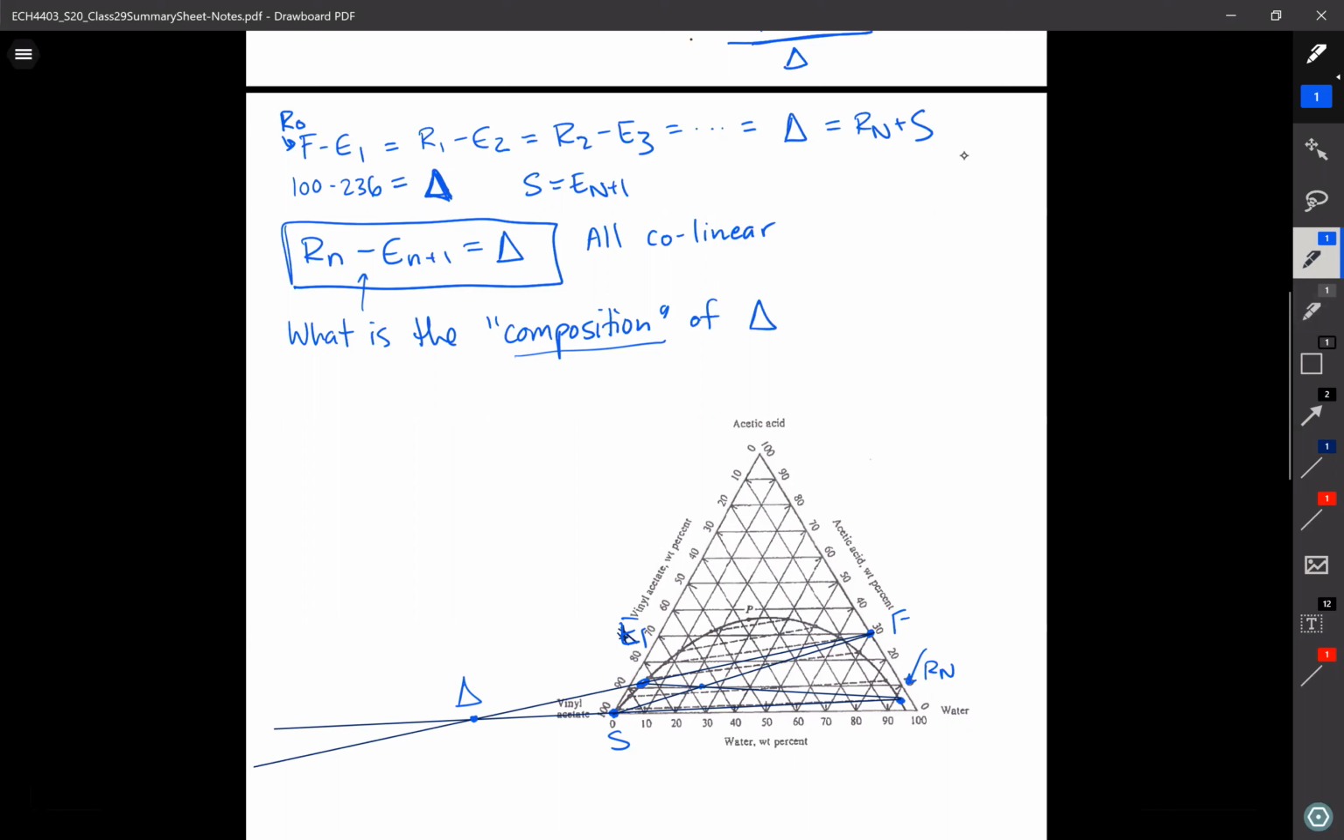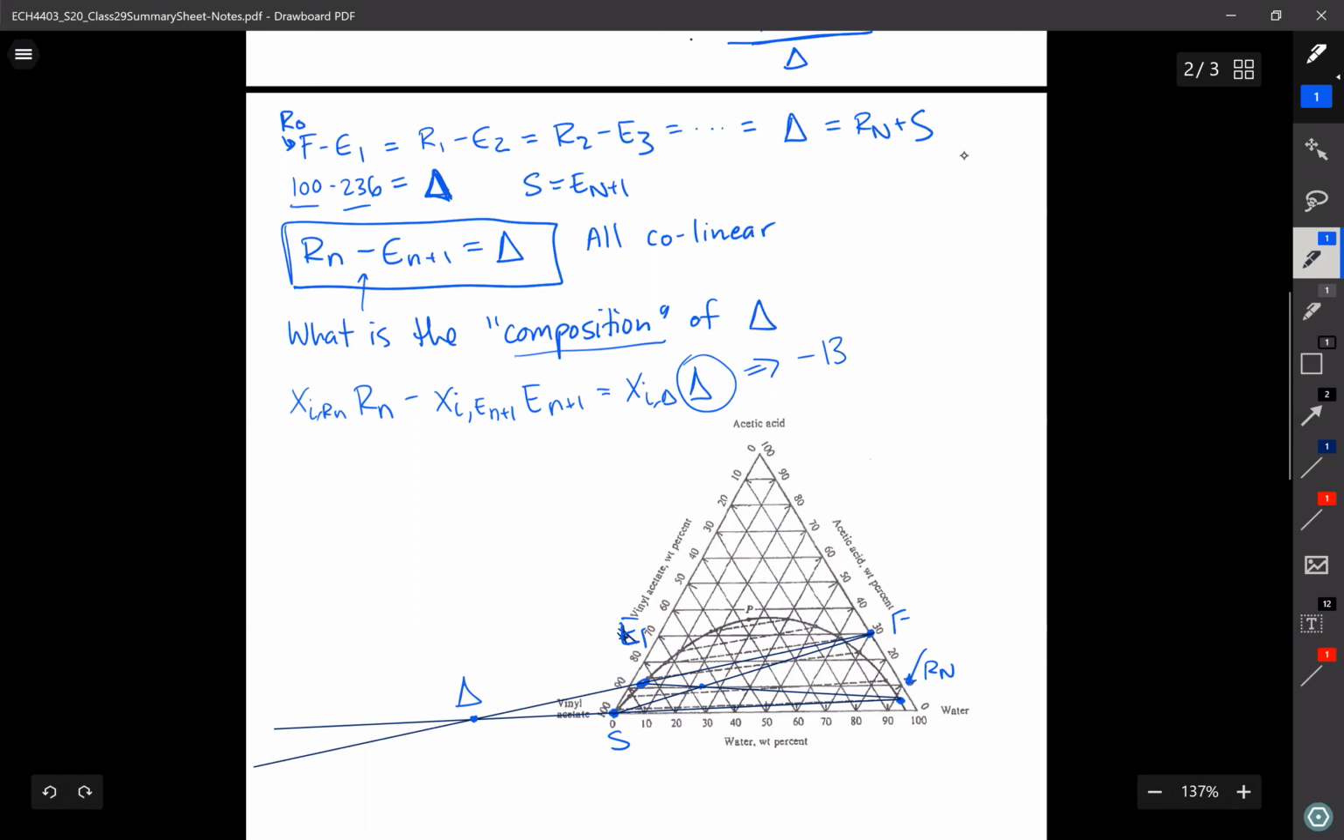Now, I know I mentioned that you can calculate what the composition of delta is with similar material balances. You can say that xi of Rn times Rn minus xi of En plus 1 times En plus 1 is equal to xi delta point times delta point. And you can get the flow rate of the delta point just by solving one of these material balances. I've just shown you that delta is 100 minus 236 minus 136. And now I could plug in any of the points that I've solved for so far.